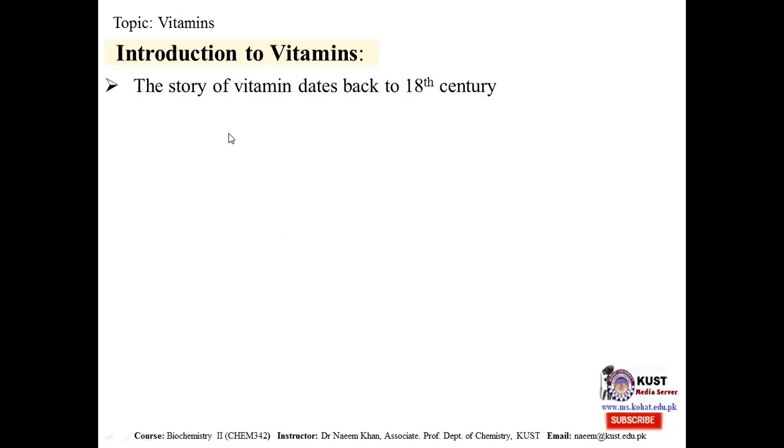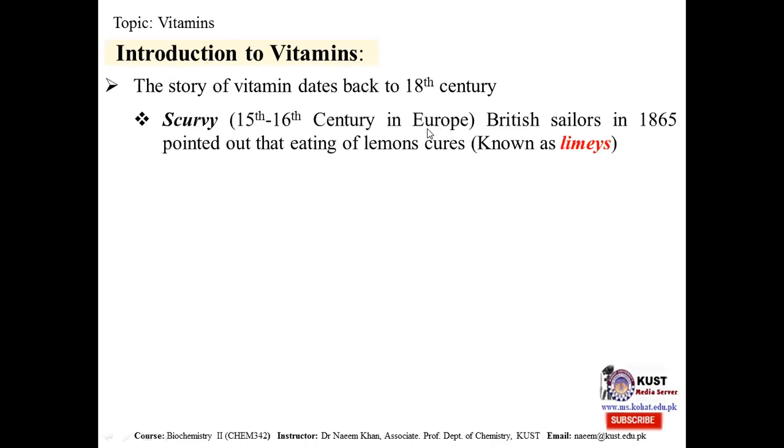Some historical points about vitamins. The story of vitamins goes back to the 18th century. Scurvy was a very famous disease in the 15th and 16th century in Europe. And British sailors in 1865 reported that eating lemons cures this disease. That's why British sailors were called limeys, because they were eating lemons.